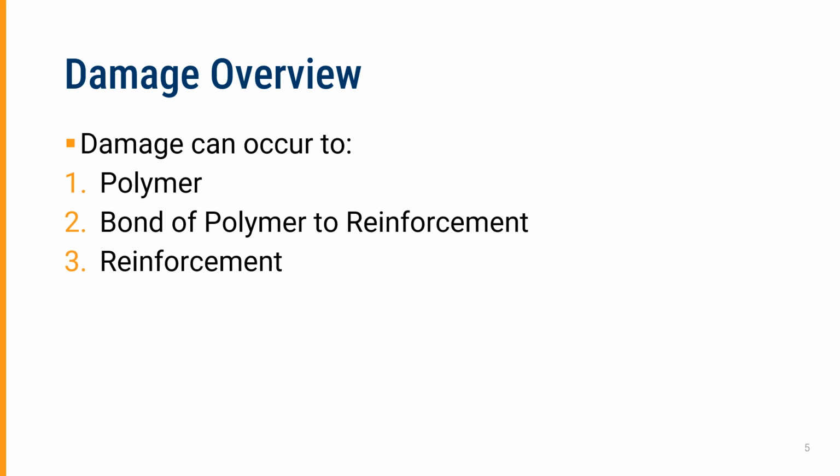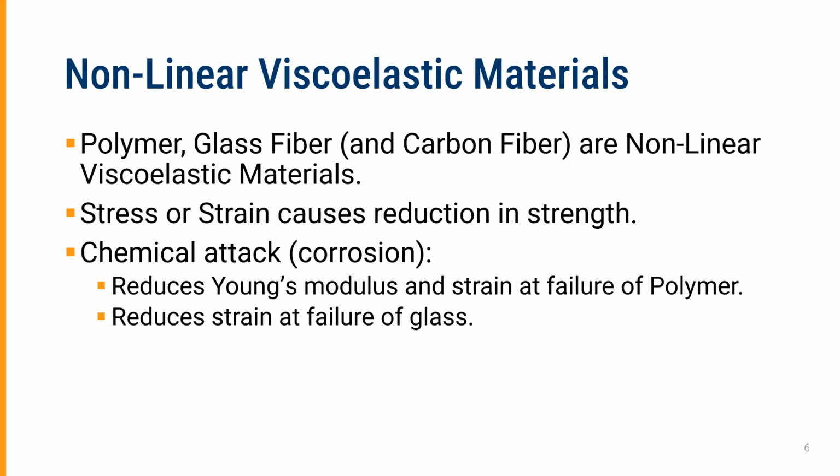Damage can occur to FRP in the polymer, the bond of the polymer to the reinforcement fibers, and to the reinforcement. As discussed somewhat in the design section, but reinforced even further in this section on damage mechanisms, FRP composite materials are nonlinear viscoelastic materials. The polymer, glass fiber, and carbon fiber are nonlinear viscoelastic materials. Stress or strain causes reduction in strength of the material.